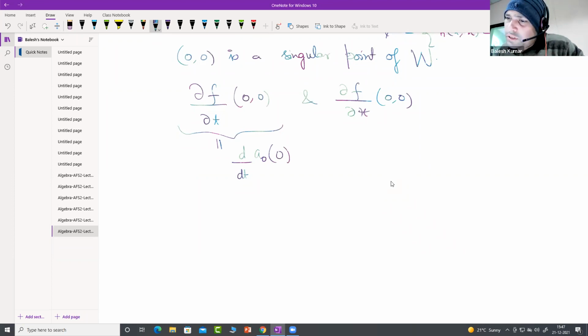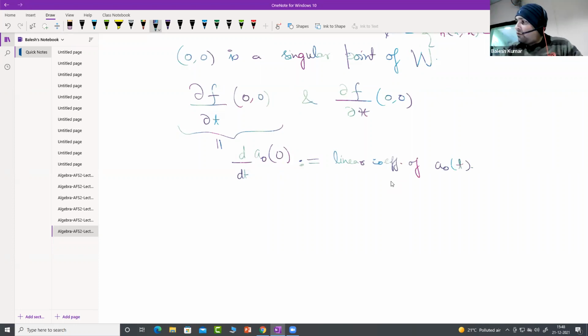And if you try to see, this is exactly the linear coefficient. If you take the derivative of the polynomial a naught of t at t equal to 0, all higher degree terms vanish. Only the linear term remains, which corresponds to the coefficient of the linear term in a naught of t. So this is the linear coefficient of a naught of t.